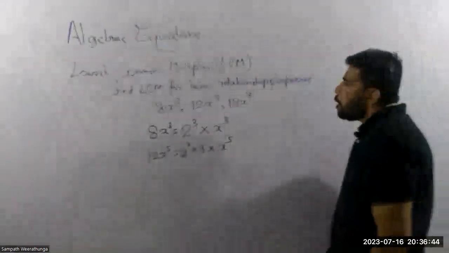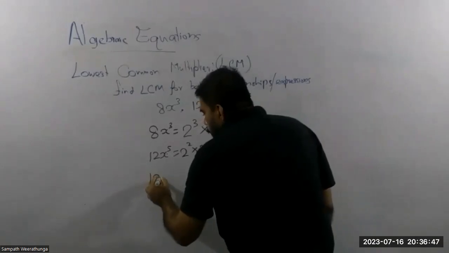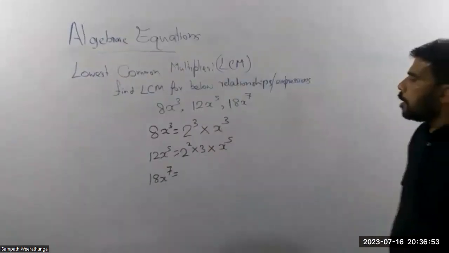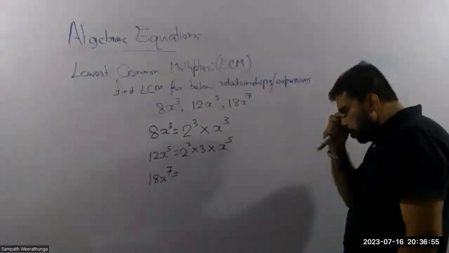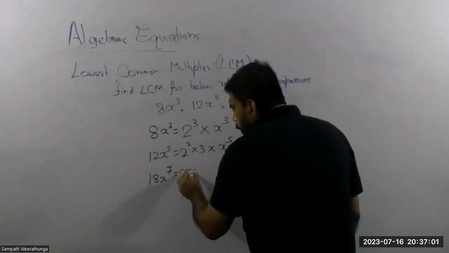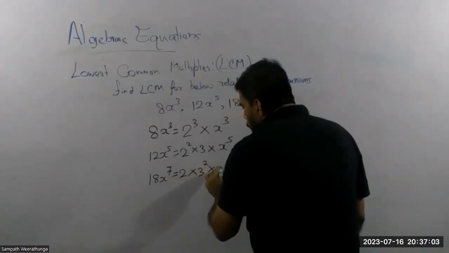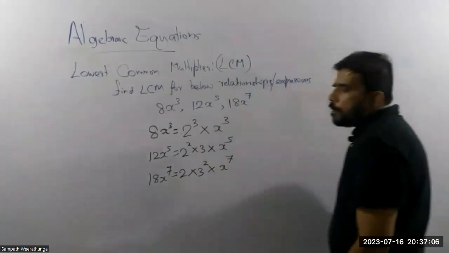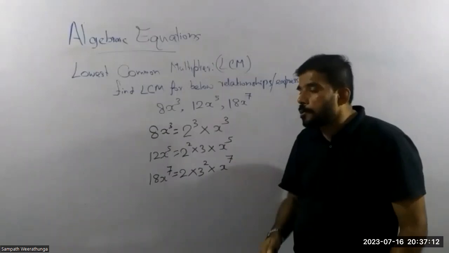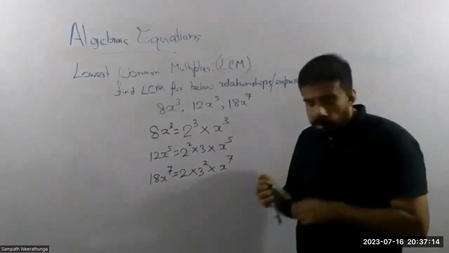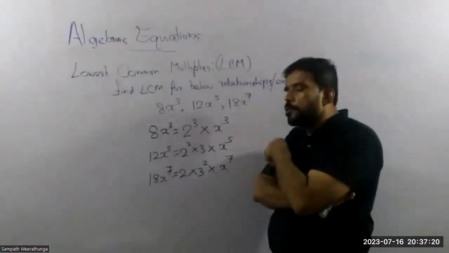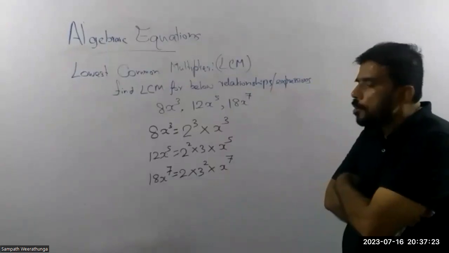Then 18x^7. 18 is 9 into 2, and 9 is 3 into 3. Then I can write 2 into 3 into 3 into x^7. 9 into 2 is 18, but 9 I can express as 3 into 3. So this is the distribution of each number, each expression.